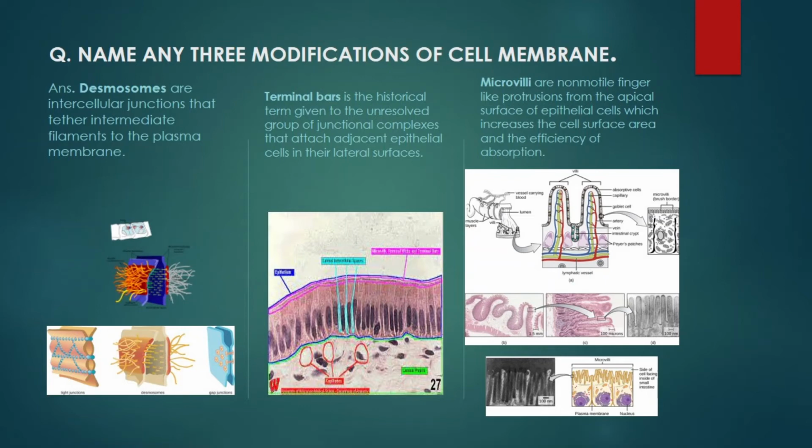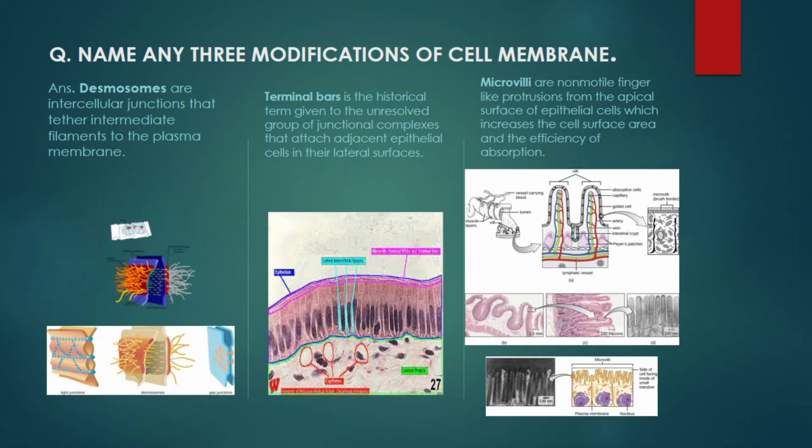So coming to the next modification, that is microvilli. It is a non-motile finger-like protrusion or projection. What do you mean by motile? Motile means having its own capability to move, but non-motile means which cannot move. It is stationary. So these are non-motile finger-like projections from the apical surface of the epithelial cells. On the surface of the epithelial cells you can see finger-like projections which have another function.